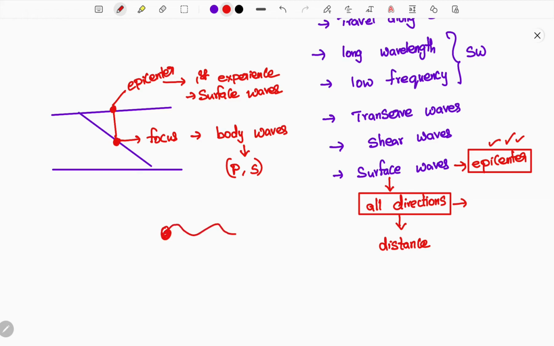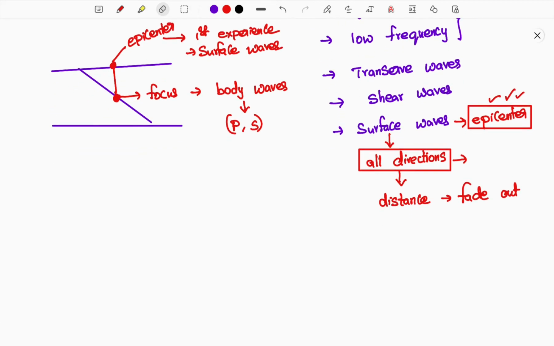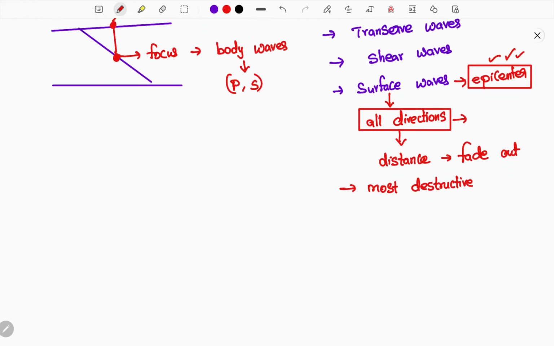Now they move in all directions, so here it has high impact. But after going to a distance, it will slowly fade out. So from a longer distance from the so-called epicenter, the wave will be slowly reduced and dissipated. We know it moves in all directions. And also one important thing: these are the most destructive waves. Among all the earthquake waves, this is the most destructive form.